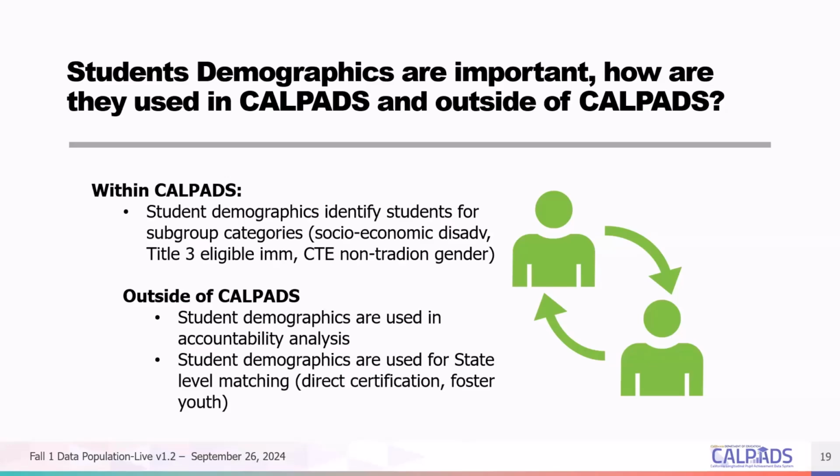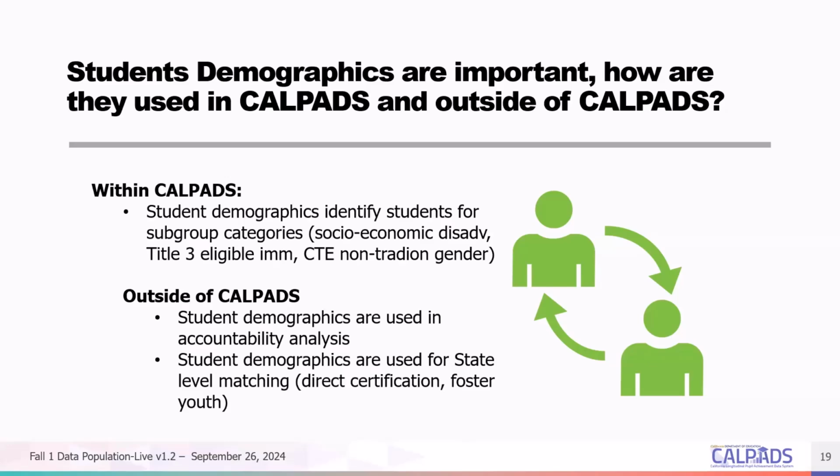Outside of CalPADS, the SINF records are used for state matching with direct certification and for accountability purposes by oversight agencies and the CDE. Diane, you are correct that the information contained in the SINF record, the demographic information about the student, is also used inside of CalPADS to locate potential matches for SSIDs. All right, so those are the uses and kind of the importance of the student information records.